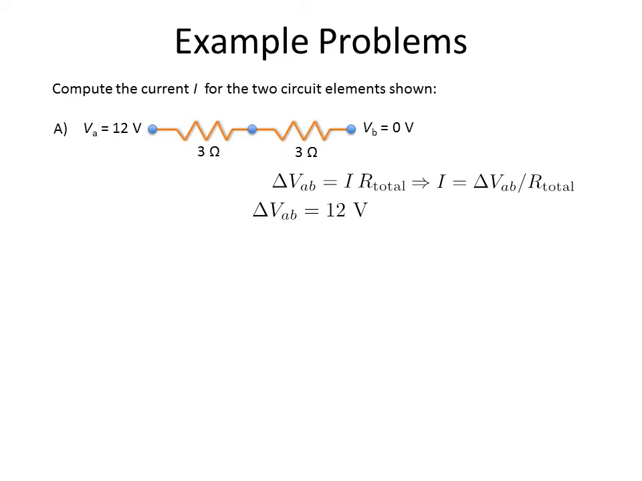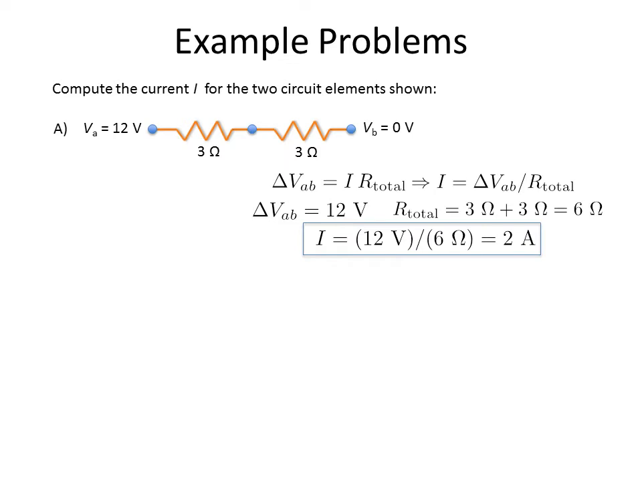As we said, the voltage drop is 12 volts, and the equivalent resistance is given by 3 ohms plus 3 ohms. We're adding our resistors in series, which gives us a total of 6 ohms. So the current is equal to 12 volts divided by 6 ohms, which would give us 2 amps.